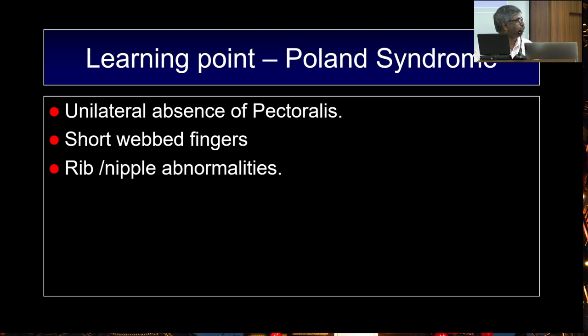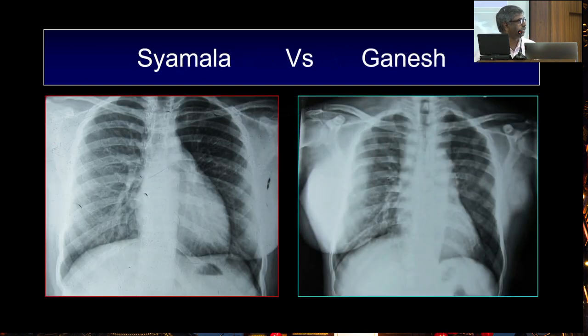And that syndrome is actually, webbed fingers will be there, rib abnormality can be there. But the teaching point is, when there is a unilateral hyperlucency, have a clinical examination before deciding the diagnosis.